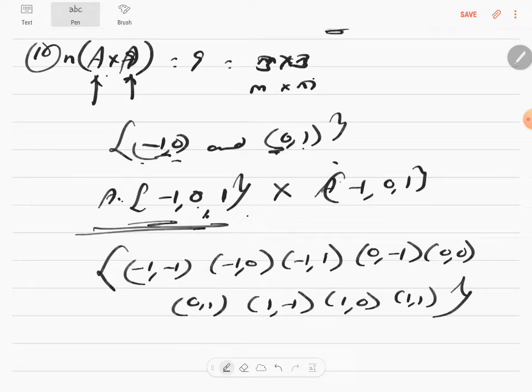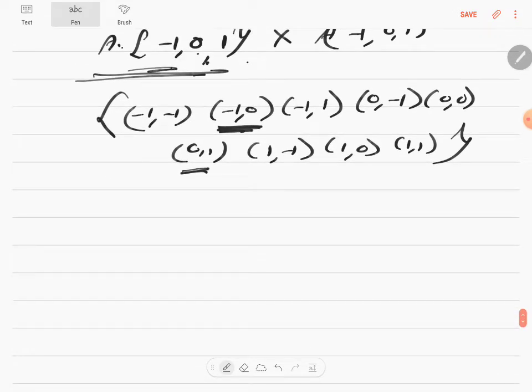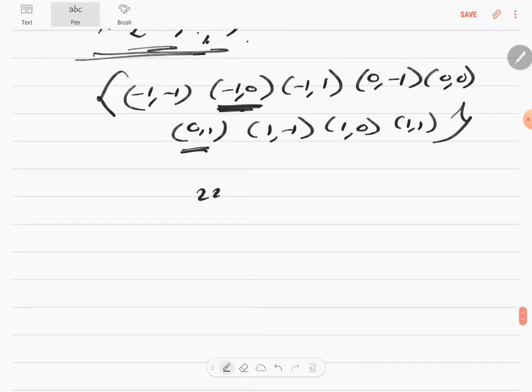What are they writing? (-1, 0) is there and (0, 1) is there. Rest of it is not even there, right? So the others are all missing elements. Are you clear? Yes, ma'am. So the first exercise is over. Let's go to exercise 2.2.